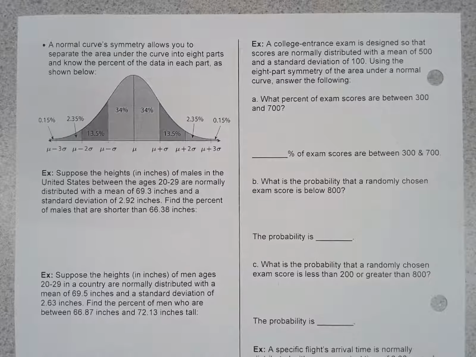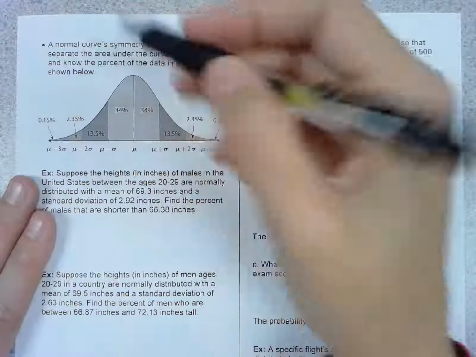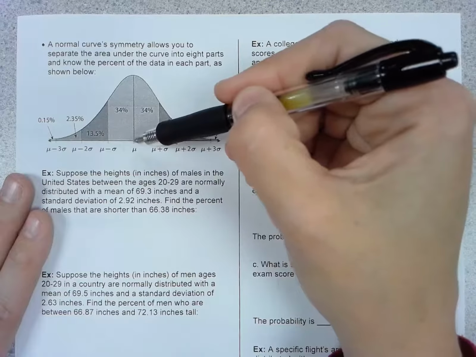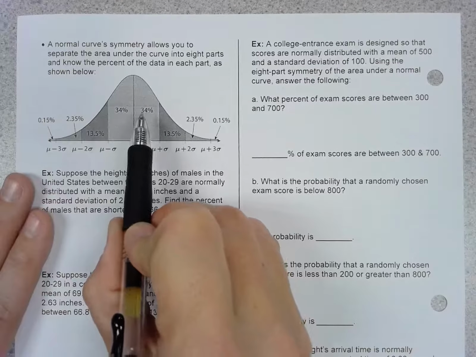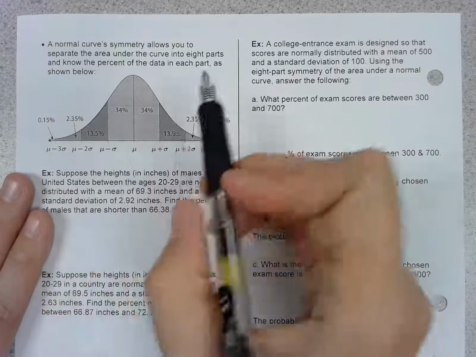So based on the way the normal curve approximates data values, you can look at the picture of the curve right here. Remember, we said that 68% of the data was located one standard deviation away from the mean. So this is the 34% that's above the mean and the 34% that's below the mean. And that's located one standard deviation away from the mean.